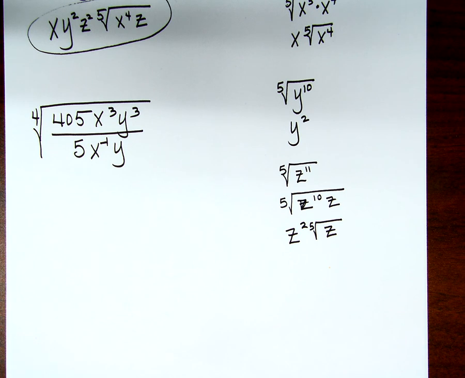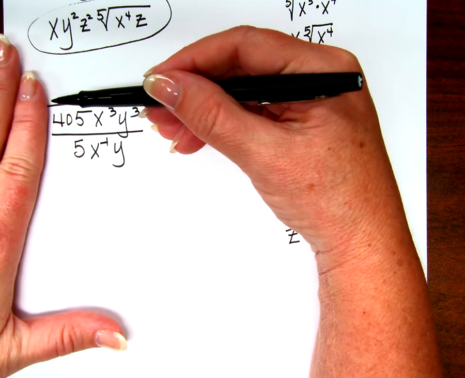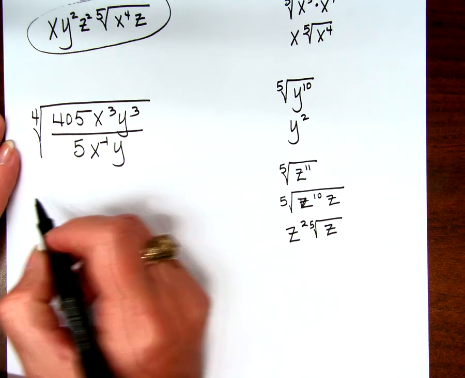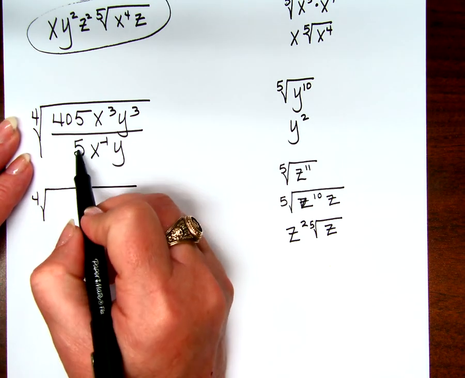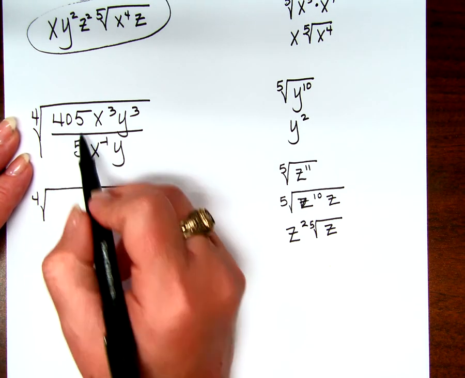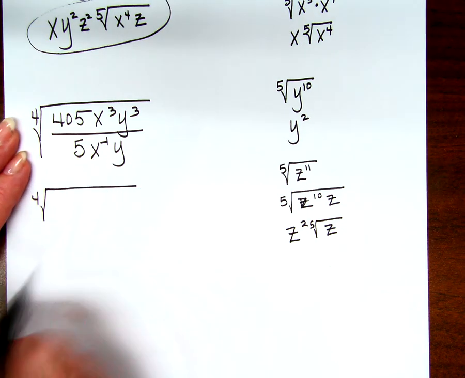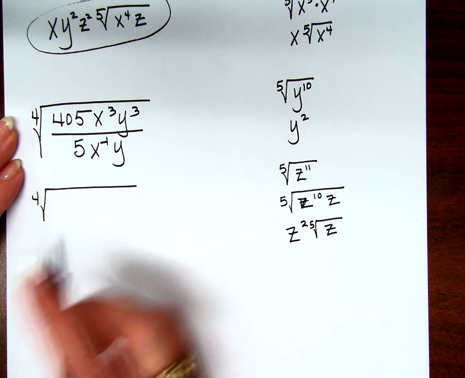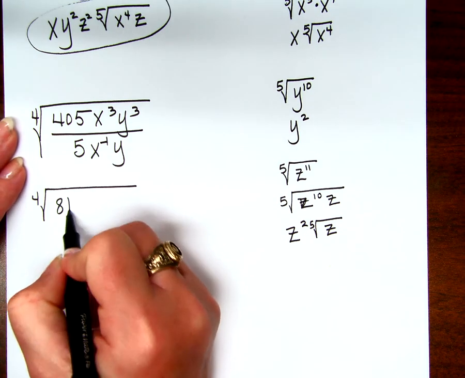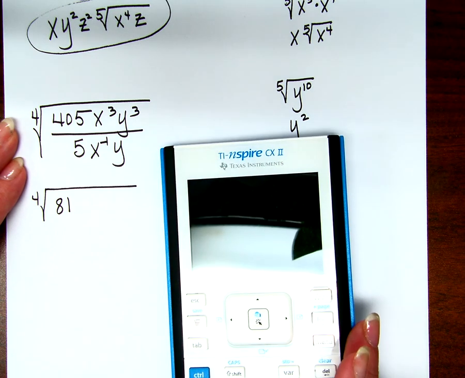Could I do something to clean it up first? So I could simplify what's inside without even messing with the fourth root yet, right? Okay. If I do that, what is 405 divided by 5? Because those are just my constants in the front. Shouldn't I just divide them? So what's 405 divided by 5? And if you didn't know it was 81 off the top of your head, what could you do? For sure, right?